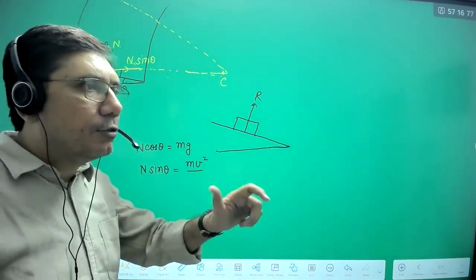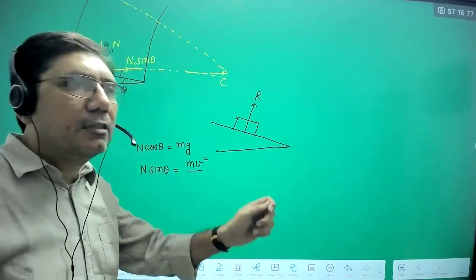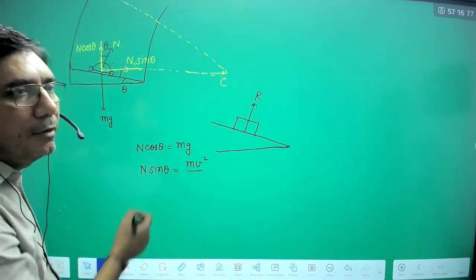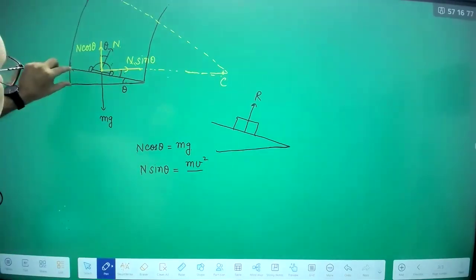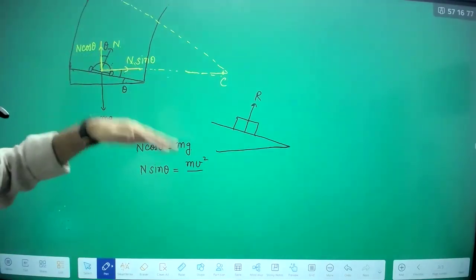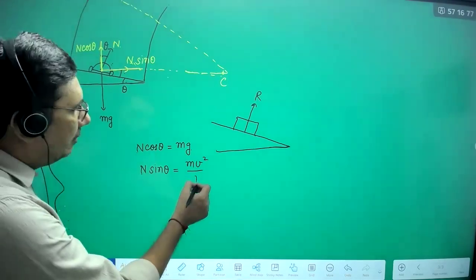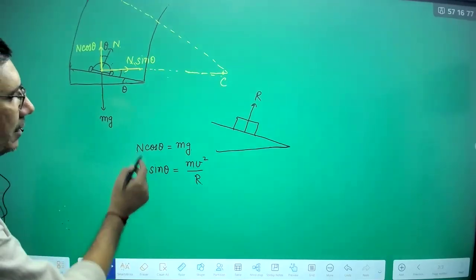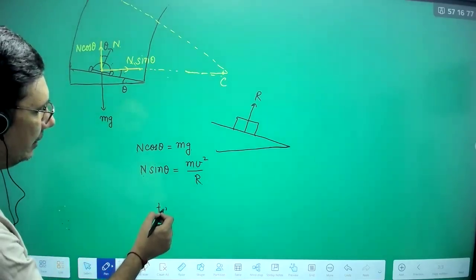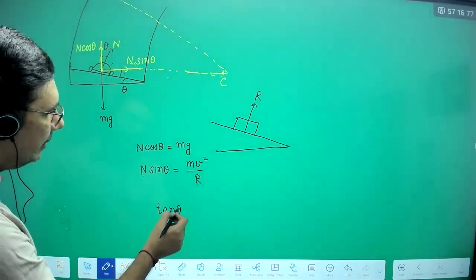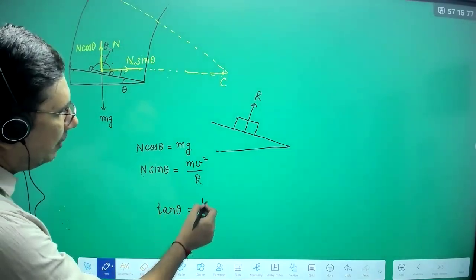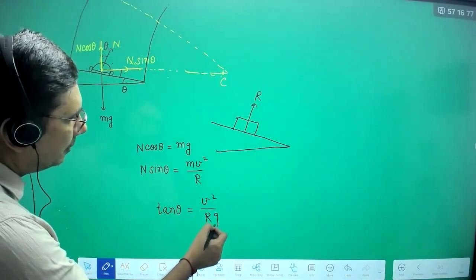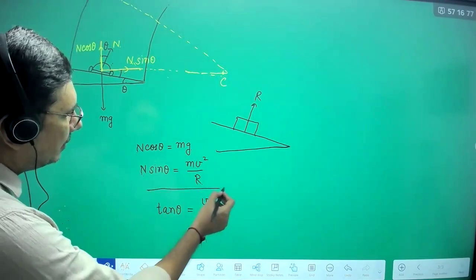Now the source of the centripetal force is not the static friction. But who is the source? Now a component of the normal reaction. So by making this banking, you are creating a new source of the centripetal force, and this will be mv square upon r. Now divide these two equations, N will be cancelled out, and you are going to get tan theta equal to v square upon rg.